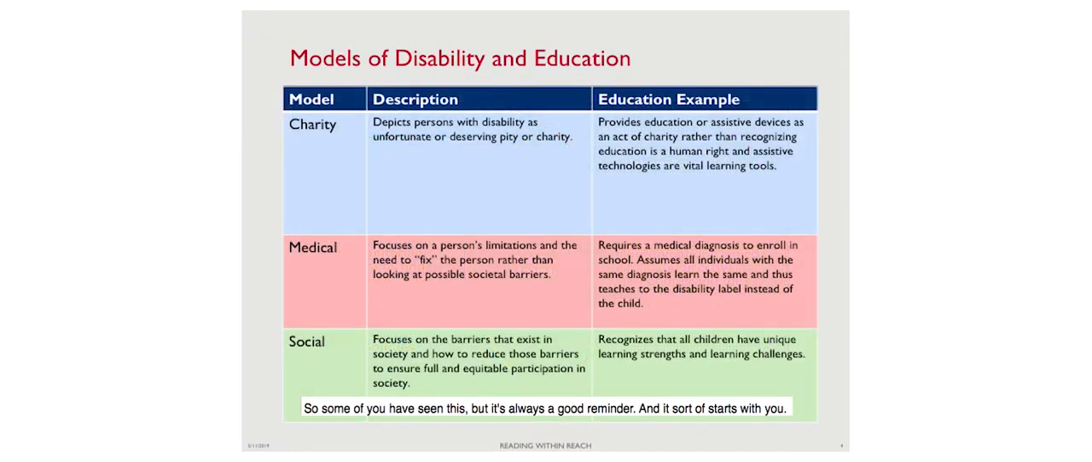So some of you have seen this, but it's always a good reminder. And it sort of starts with you, right? You're the person making decisions for the U.S. Agency for International Development. You're the person deciding what will be funded and how. So you need to be thinking both about the model you're using in your own head and the model that you're building into your program for how you're going to address disability access and rights and quality and learning issues and the education sector. The slide you have shows you 3 possible models. Please type in the chat box the one that you will commit to use.